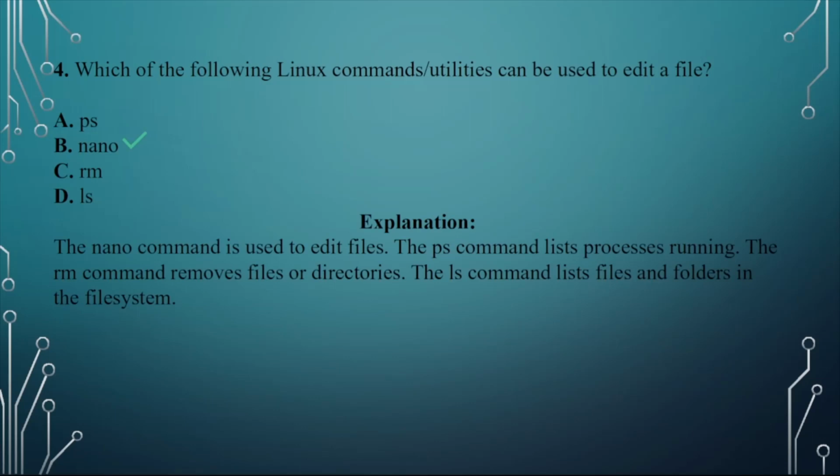The nano command is used to edit files. The ps command lists processes running. The rm command removes files or directories. The ls command lists files and folders in the file system. So the nano command will prompt you into a text editor in the part of the terminal where you can edit a file.